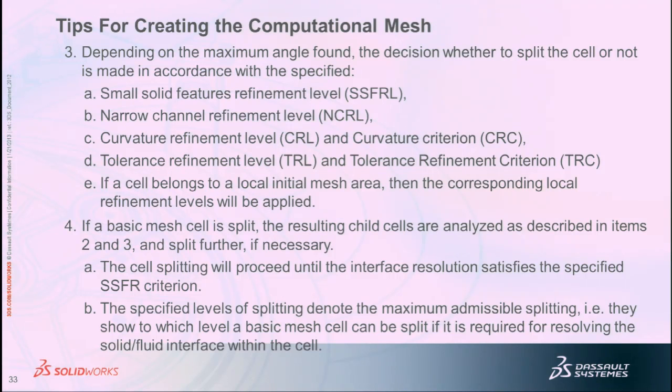Depending on the maximum angle that you have on a particular model, the decision whether to split the cell or not is made in accordance with those terms, A through E. If you turn off the automatic settings box in the initial mesh command, all these options are under different tabs within there. This is what people usually go in and start changing. But it's probably best to use the default settings, especially the first time you're running an analysis. We'll always recommend it, but I'll get into that a little bit later.